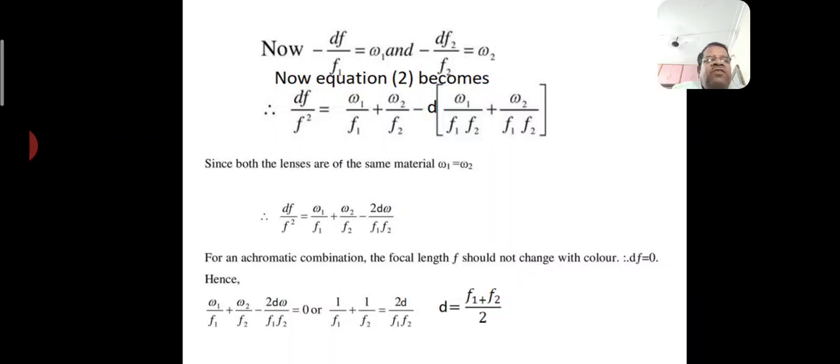This is the condition for achromatization for two thin lenses separated by a certain distance. If the distance between the two lenses is equal to half of the sum of the focal lengths of the two lenses, then the combination is free from chromatic aberration. Therefore we call it an achromatic combination or achromat.